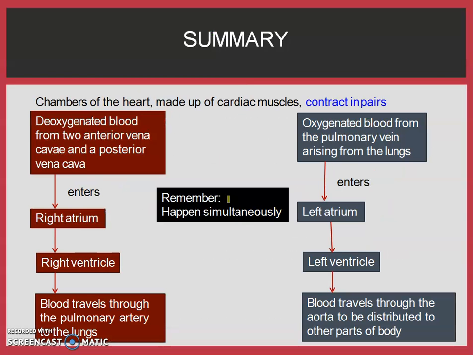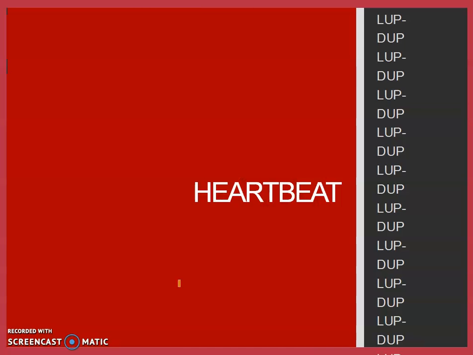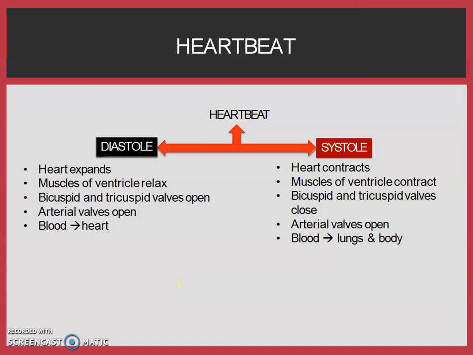Now the summary of what happens. The chambers of the heart are made up of cardiac muscles, and they contract in pairs. Deoxygenated blood from the vena cava enters into the right atrium. Simultaneously, oxygenated blood from the pulmonary vein enters into the left atrium. From the atria it enters into the ventricles. From the ventricles, through the pulmonary artery and the aorta, it goes into the lungs and into the body simultaneously. Valves control this, and the heartbeat consists of diastole and systole.